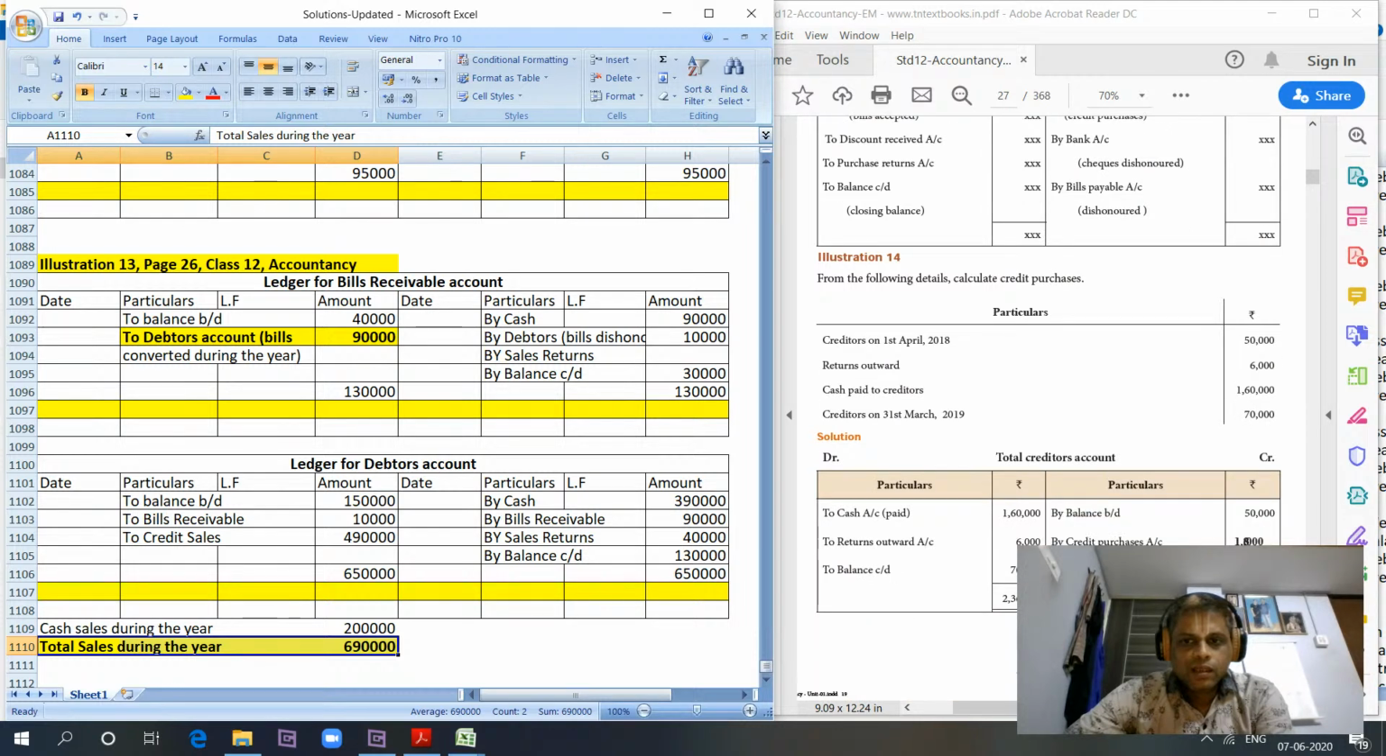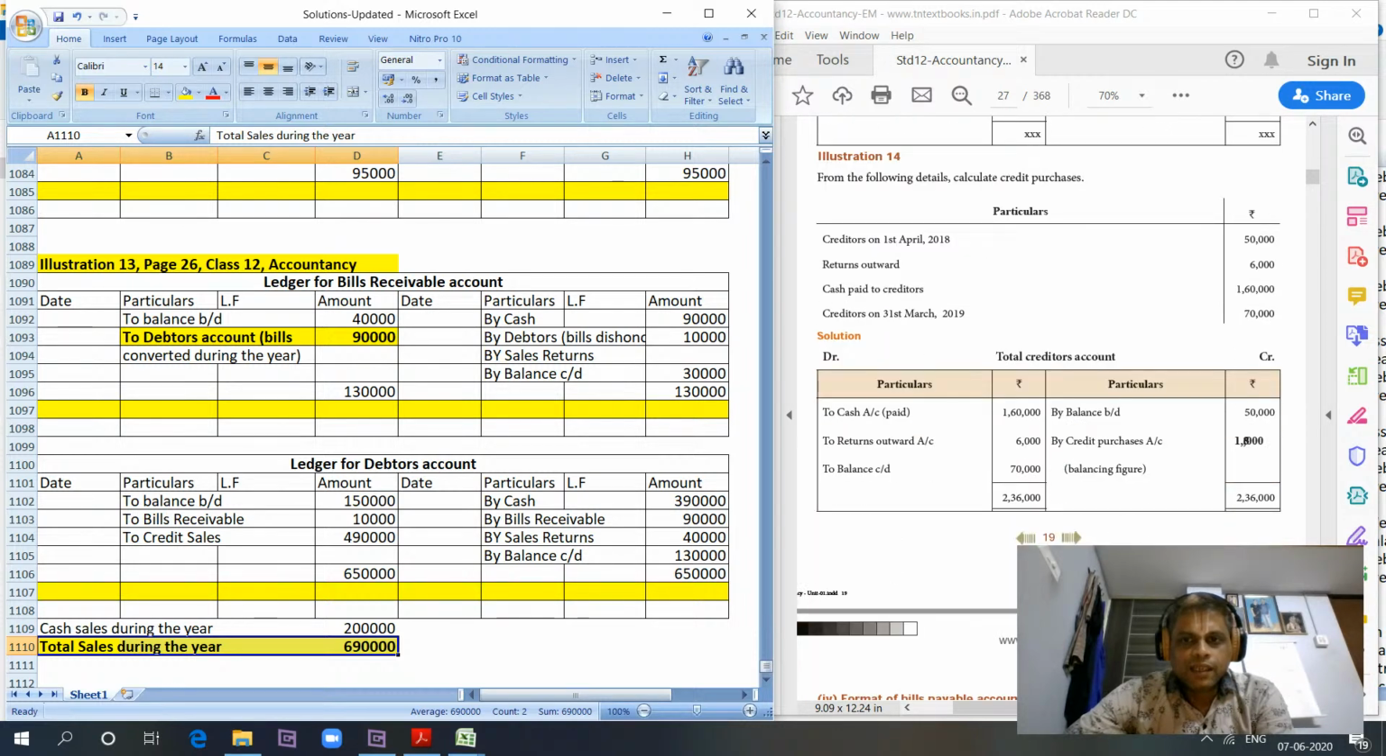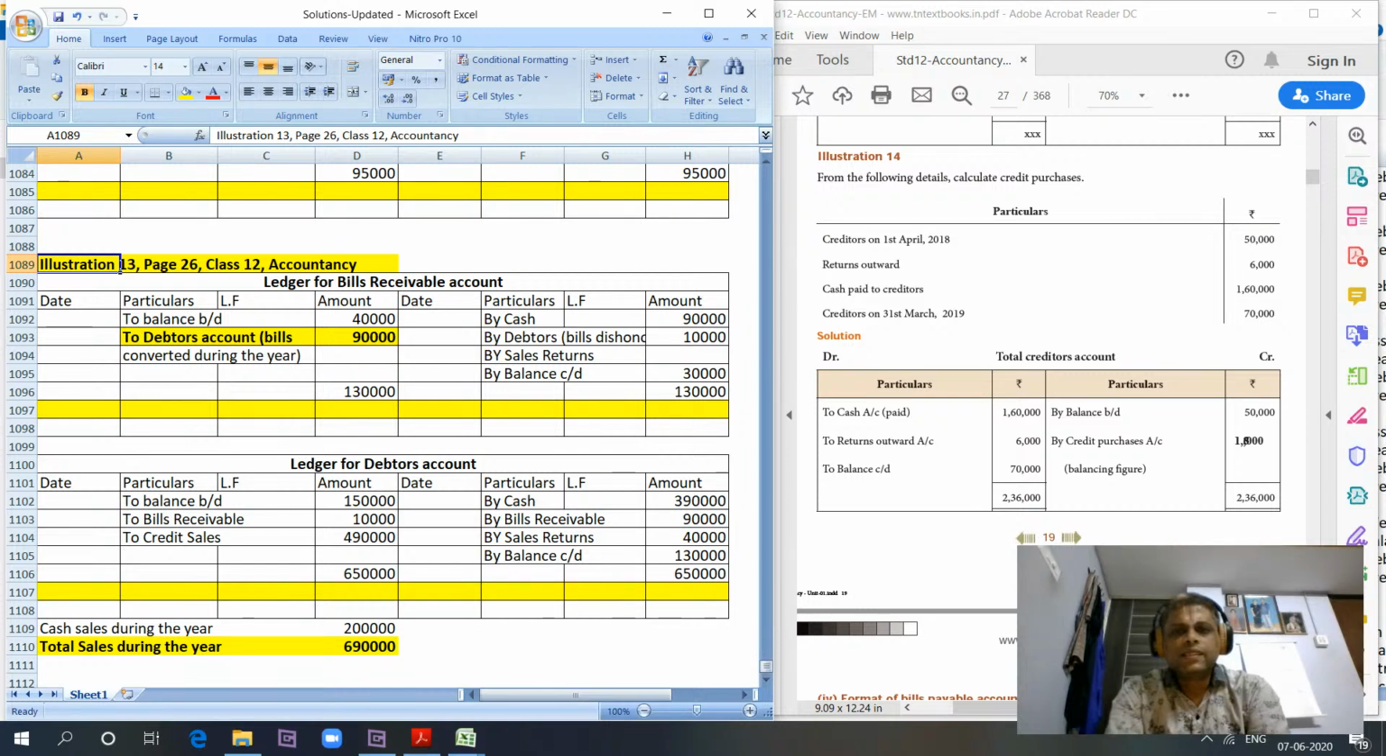The next illustration deals with purchases. The concept remains the same. Instead of sales, it will be credit purchases. Instead of bills receivable, it will be bills payable. And instead of total sales, it will be the total purchase calculation, based on incomplete records. We'll discuss it in the next session, because we are moving into the next dimension. From debtors, we are moving into creditors. Then we will combine debtors and creditors and prepare the trial balance and balance sheet.